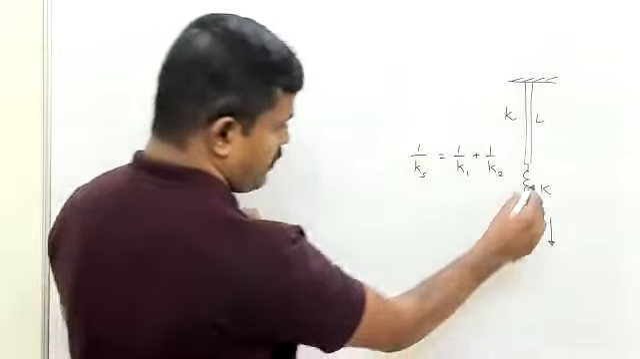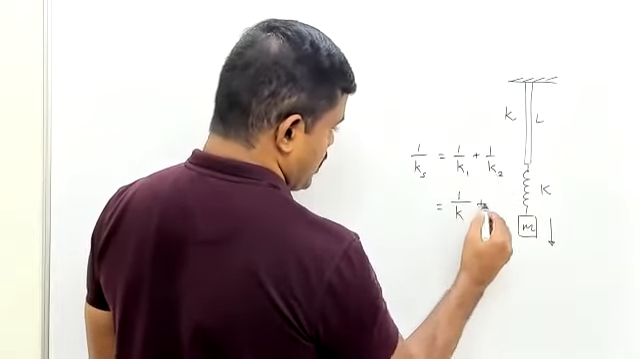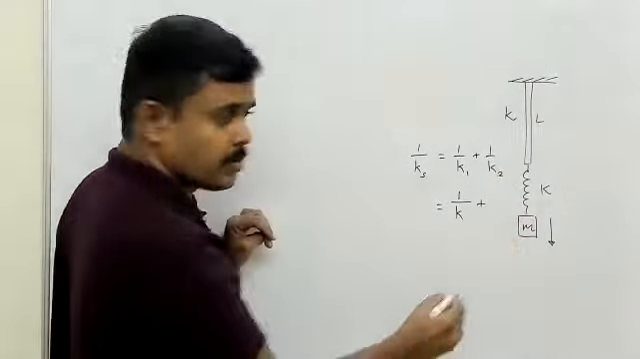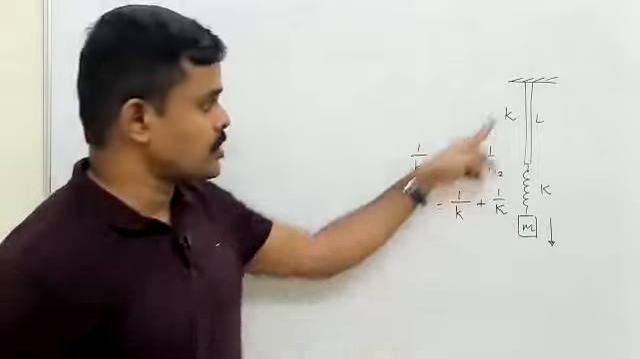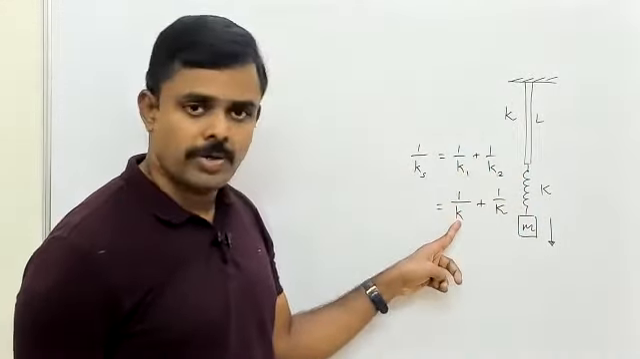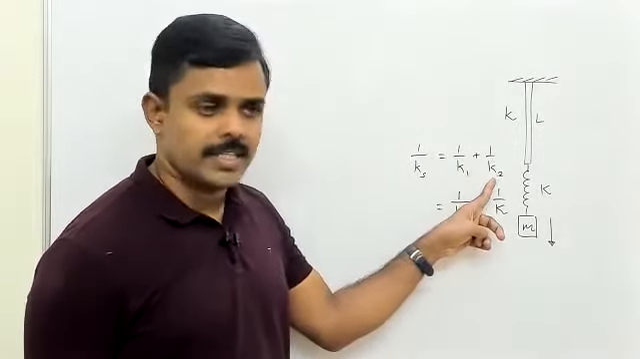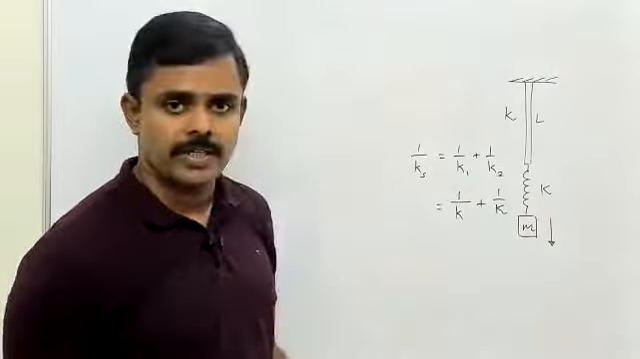So 1 by Ks is how much? I can put it as 1 by K1 plus 1 by K2. Look at this. K1 is that of the string, which is small letter k. So I'm replacing K1 with small letter k. And then K2 is that of the spring, which is capital letter K. So I can put capital letter K over here.